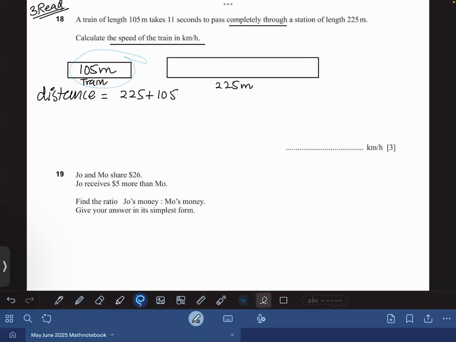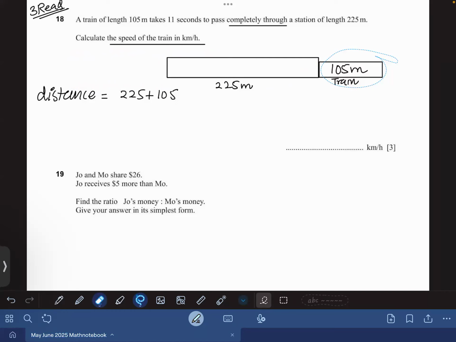See, the train entered the station, and whenever the train entered the station, the 11 seconds started, and it completely passes. Okay, so pass completely. Understood? Now it's completely done. I mean, did you understand?